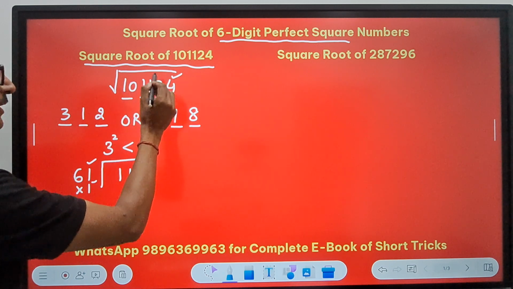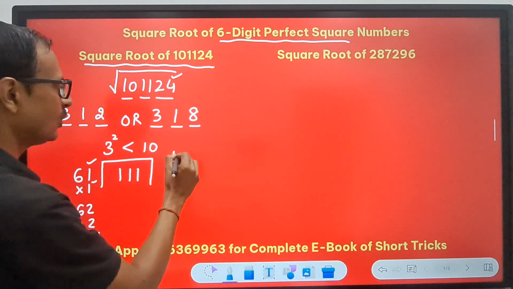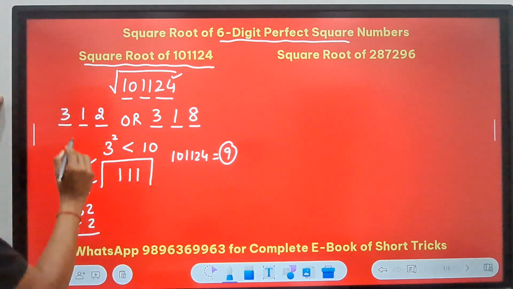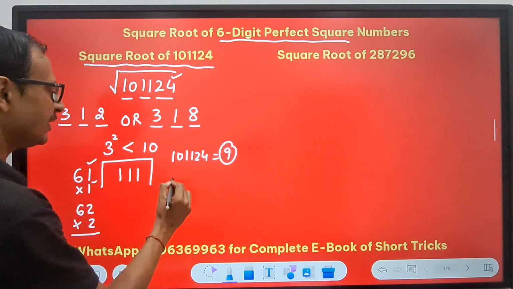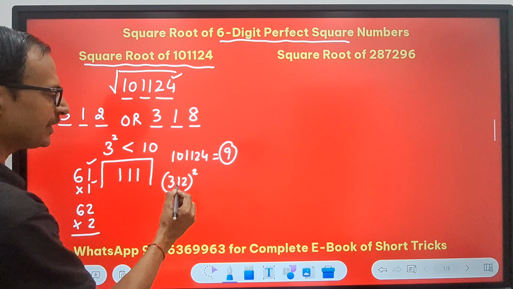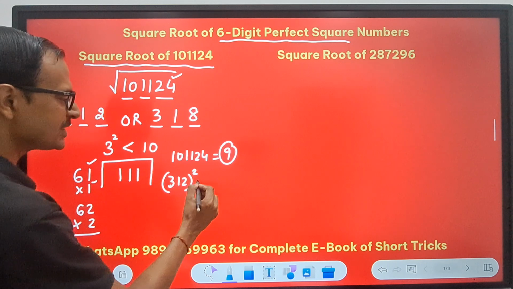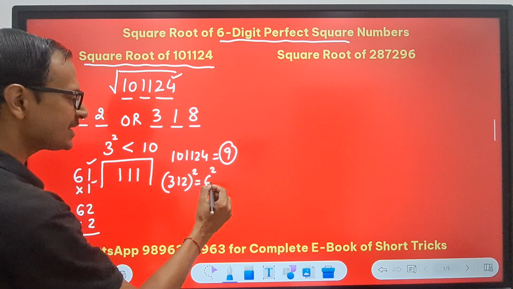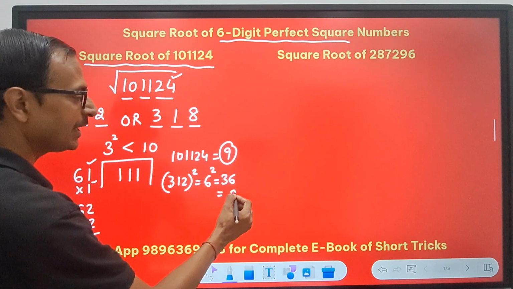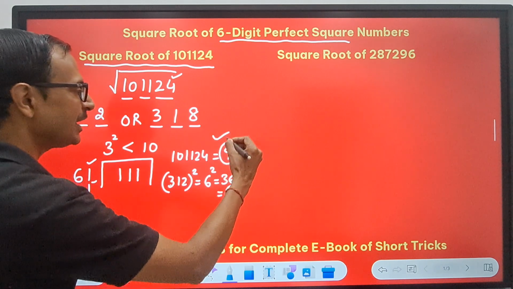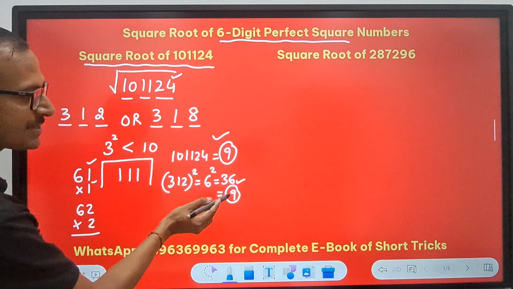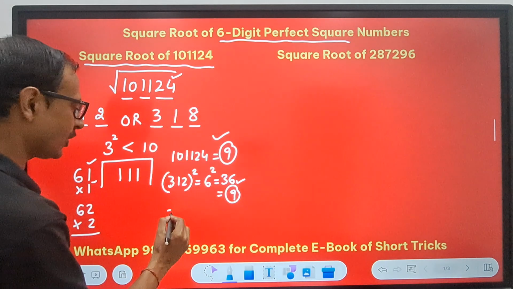So you get a digit sum of 9. So 1, 0, 1, 1, 2, 4 has a digit sum of 9. Okay. Now let's check 312. 312 square. What is the digit sum of 312? It is 6, right? 3 plus 1 plus 2 is 6. So 6 square. And 6 square is 36. And what is the digit sum of 36? 6 plus 3, 9. So that gives me a hint that 312 should be the correct answer, because I got the same digit sum.